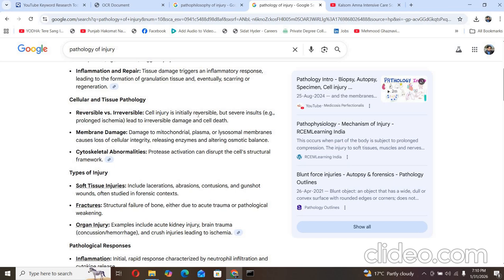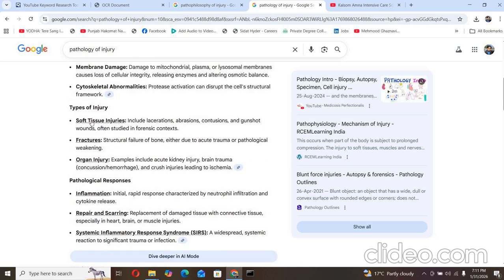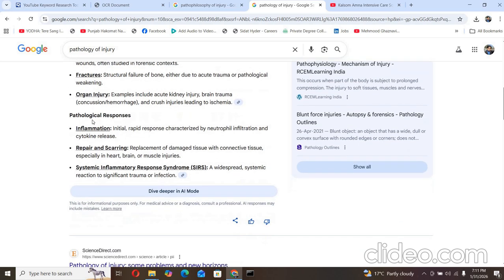Cellular and tissue pathology: reversible and irreversible cell injury. Cell injury is initially reversible, but severe insults, for example prolonged ischemia, lead to irreversible damage and cell death. Membrane damage. Types of injury: soft tissue injury, fracture, organ injury, for example acute kidney failure, brain trauma, and crush injuries leading to ischemia.